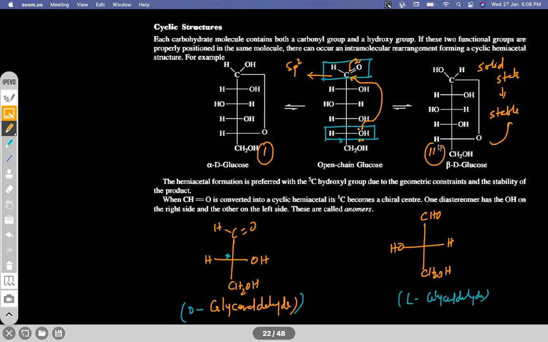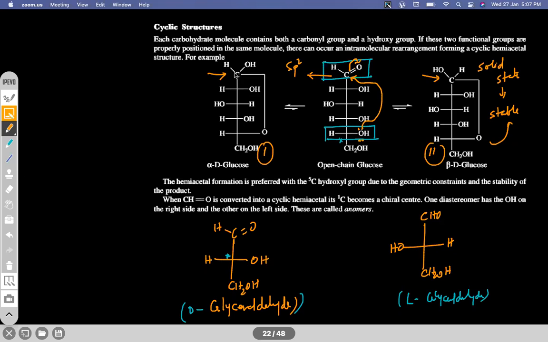There's a term here called anomeric carbon. Anomeric carbon is the carbon which has both OH and OR group attached to it. Like you see, this carbon has one OH and one OR group attached to it. This is the anomeric carbon. This carbon, anomeric carbon.